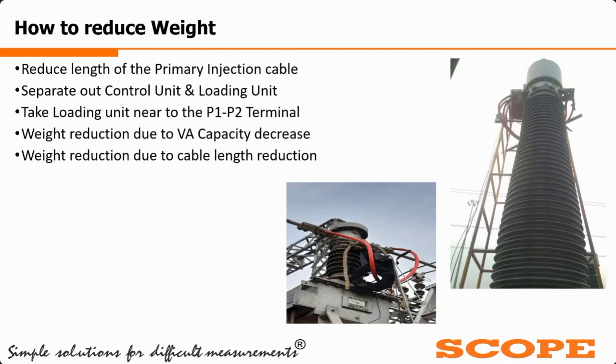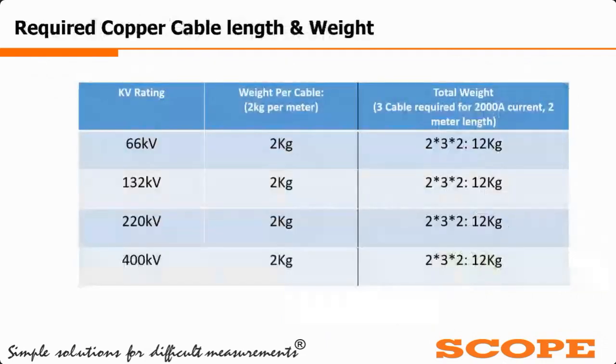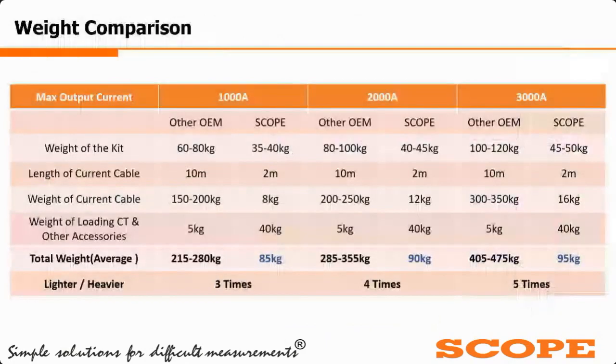With this concern, we have to place the loading unit nearest to the device under test, and automatically whatever requirement of copper cable we can reduce. So it will require 1 meter or 2 meter, which is more than sufficient for CT testing. Here you can see some weight comparison I have prepared.